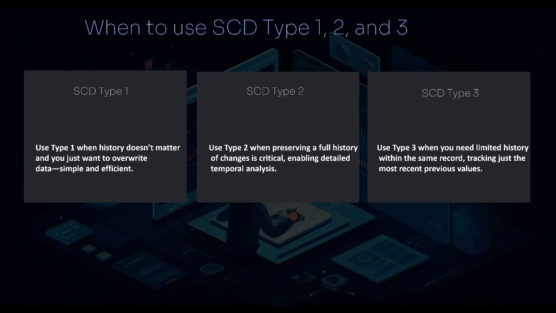To wrap up, each SCD type serves different business needs depending on how you want to track data changes. Use type 1 when history doesn't matter and you just want to overwrite data, simple and efficient. Use type 2 when preserving a full history of changes is critical, enabling detailed temporal analysis. And use type 3 when you need limited history within the same record, tracking just the most recent previous values.